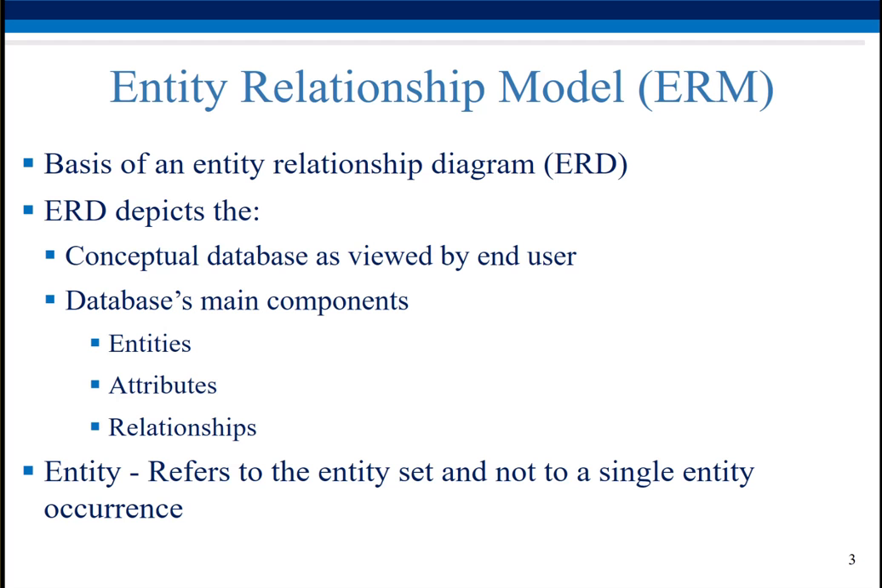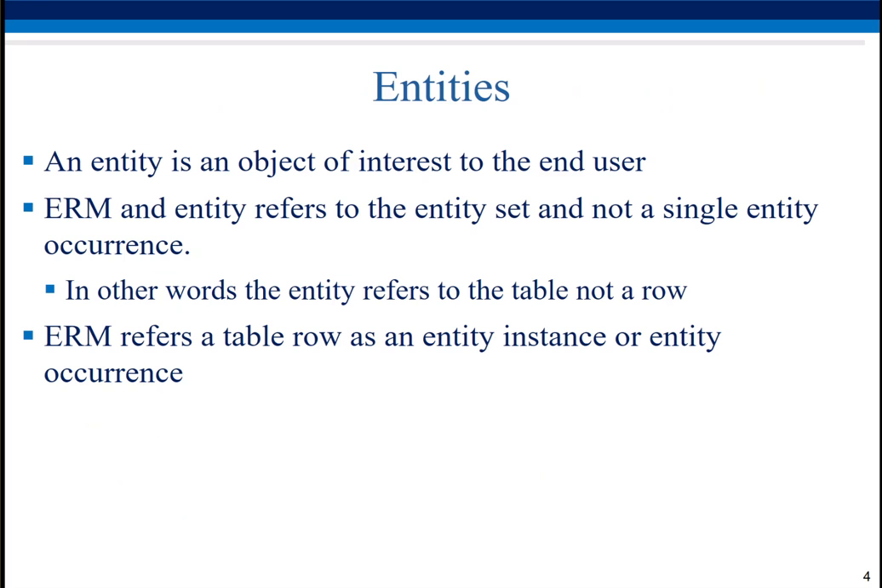I also like to use what is called an entity instance and refer to that as a record or a row. So use whatever you feel most comfortable. I will try to stick with table, field, and record. And of course, relationships are basically the same term. And again, entity in this case refers to the entity set and not a single entity occurrence, which is actually a record or a row, depending upon what you're using.